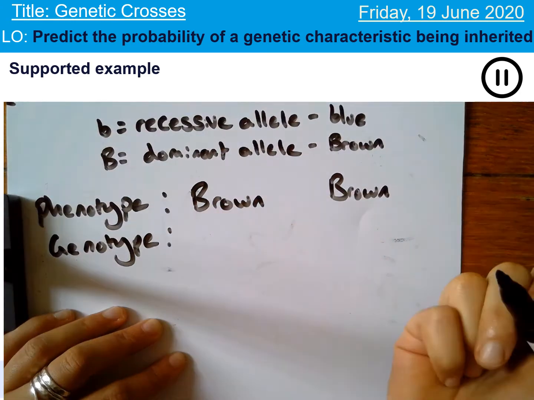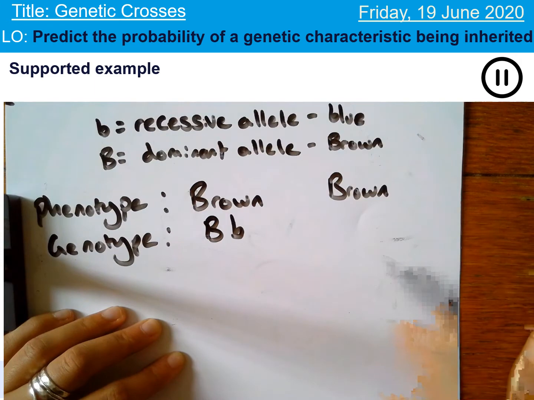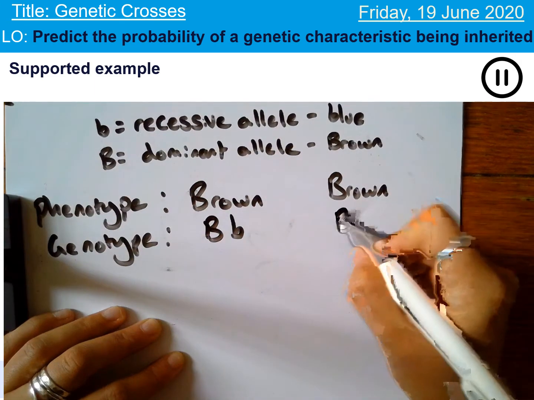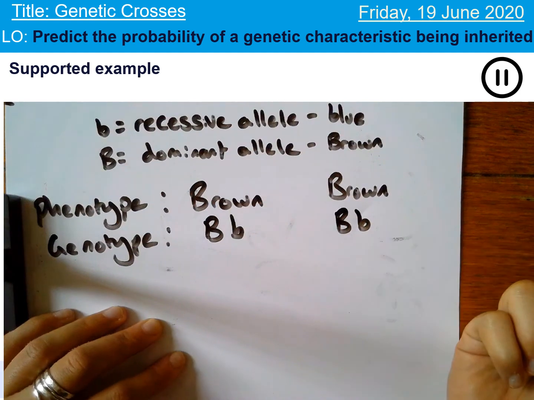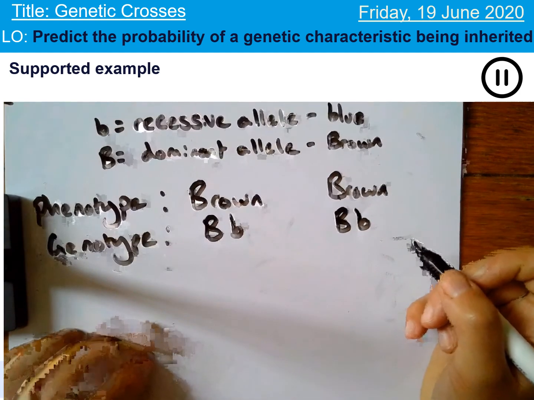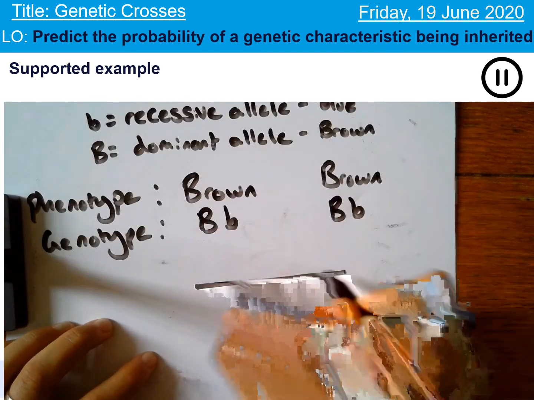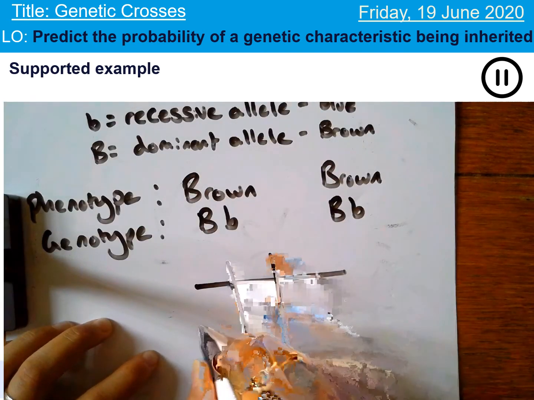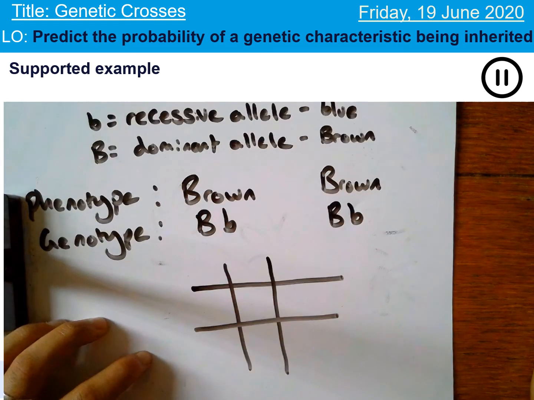In this case we're going to have one heterozygous parent with two different alleles, and we're going to have another heterozygous parent with two different alleles. What you need to do now is draw out your Punnett square with space for parental alleles, and carry out the cross. Pause the video now to see if you can do that independently.